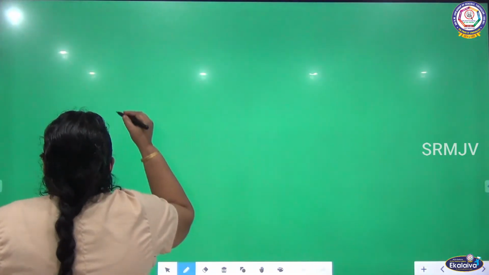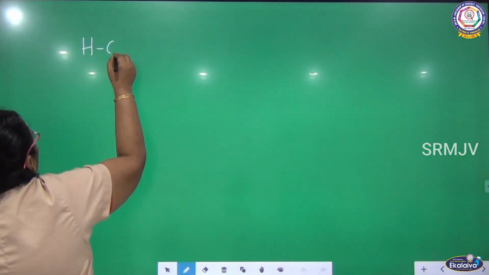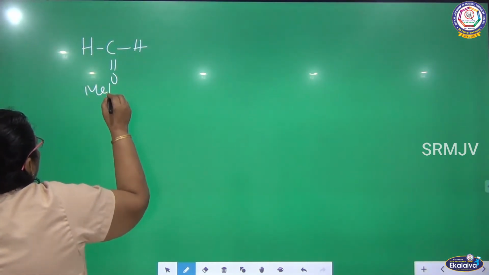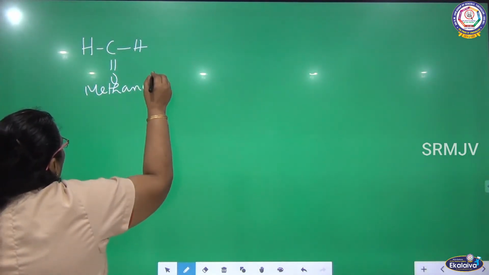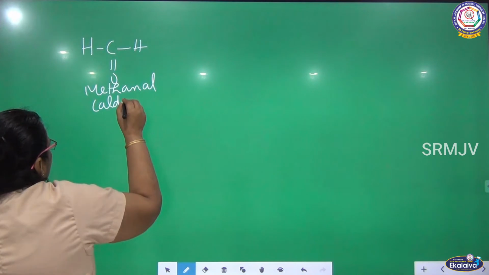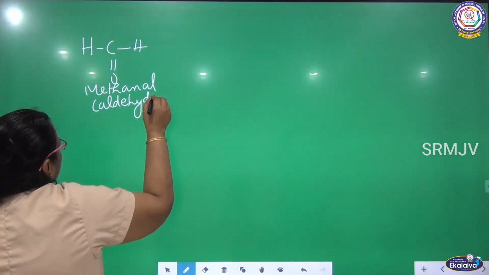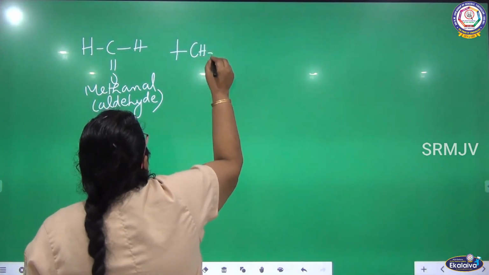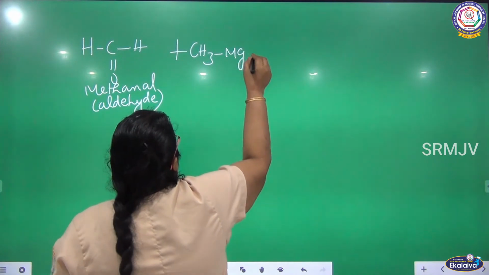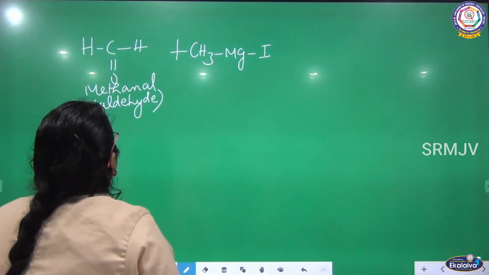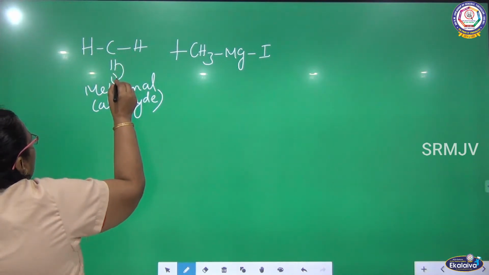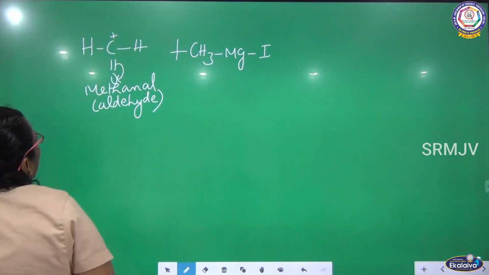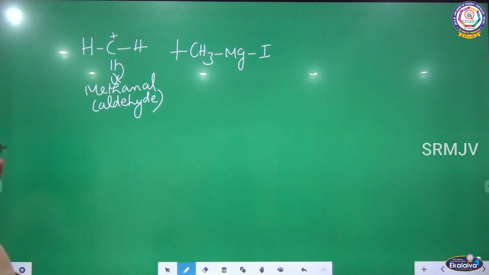If it is formaldehyde, which is an aldehyde group, it reacts with the Grignard reagent, CH3MgI. So what are we going to do? The C=O bond is shifted towards oxygen. As a result, what will happen? Carbon will have a partial positive charge. Carbon will be electron deficient.